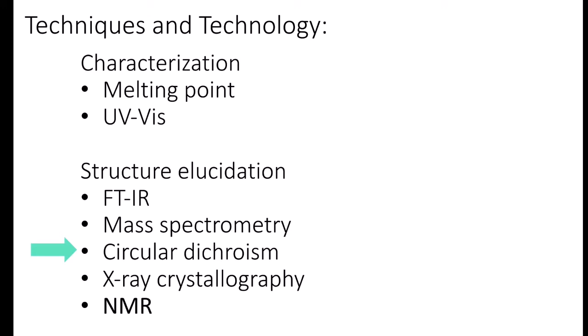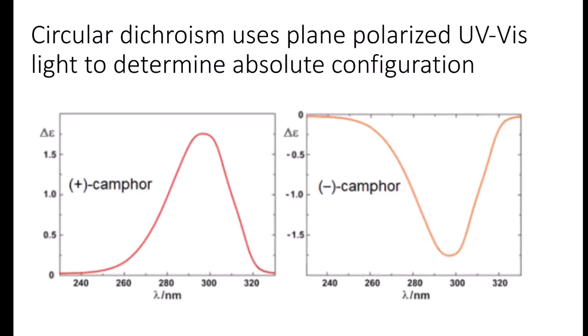Next, circular dichroism. This is an absorption spectroscopy technique as well, but this uses plane polarized light. If you remember, chiral molecules interact with plane polarized light. So for example, depending on the orientation of the spectrum, you can tell if the configuration of the compound is R or S. Of course, the more chiral centers, the more complicated the spectrum will be.